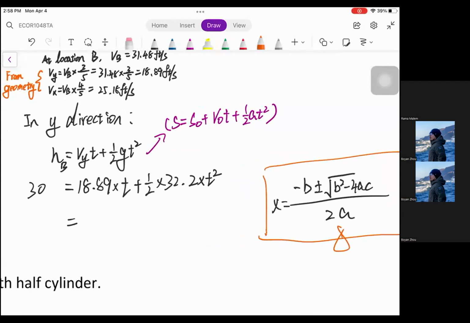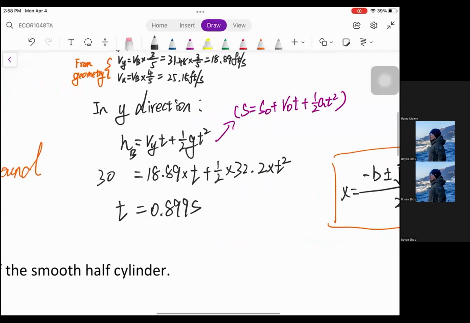And then for this one, t is equal to also two values, one negative and one positive. But we're gonna use the positive value because time is not a negative value. So we have the time t equal to 0.899 seconds. That means the brake is gonna fly for this amount of time before it actually hits the ground.